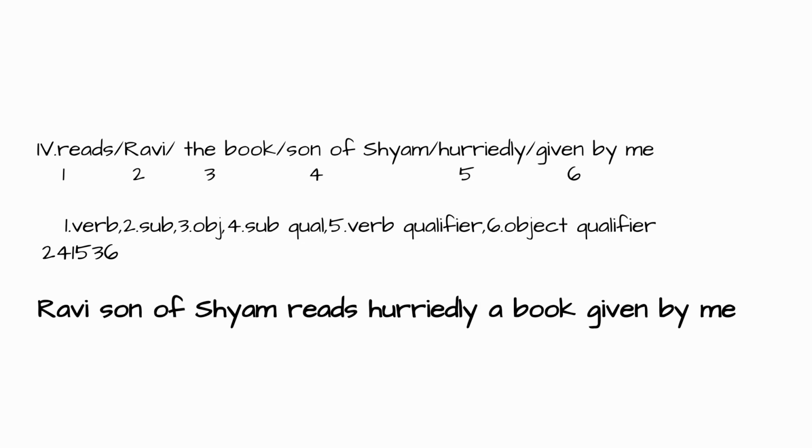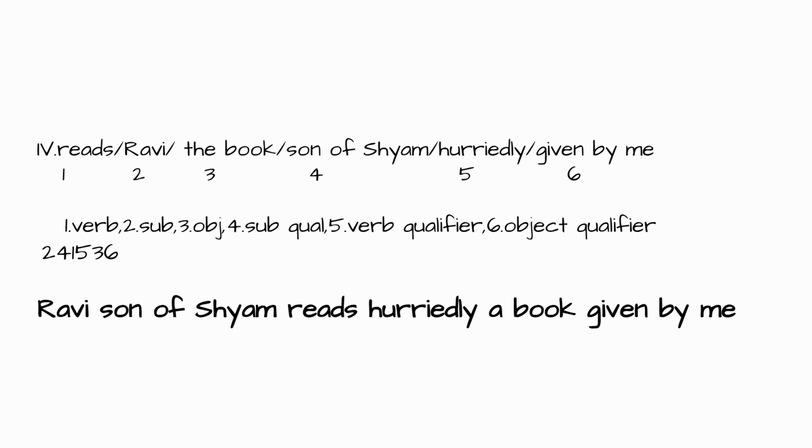Now you see, what is the first word? Reads. Second, Ravi. Third, the book. Fourth, son of Sham. Fifth, hurriedly. Sixth, given by me. Okay, right. So try to identify what might be the subject.